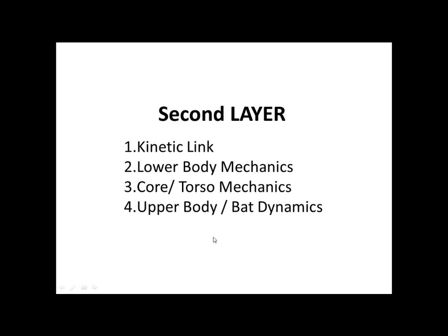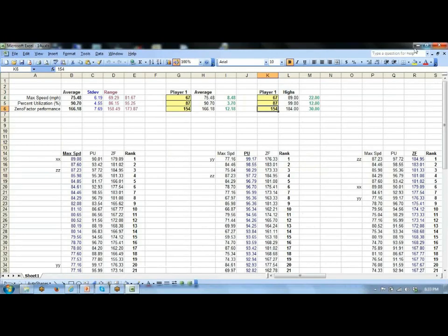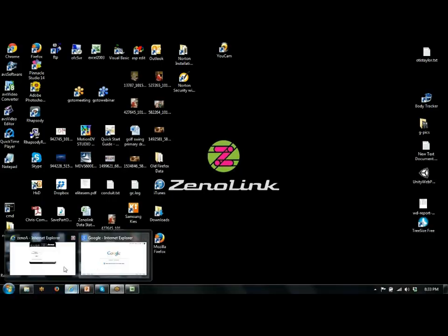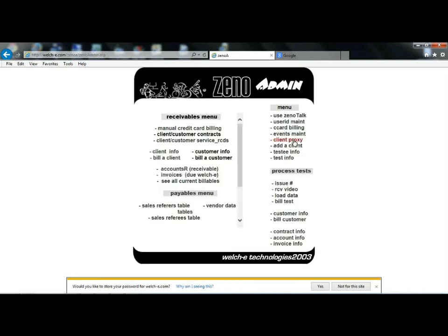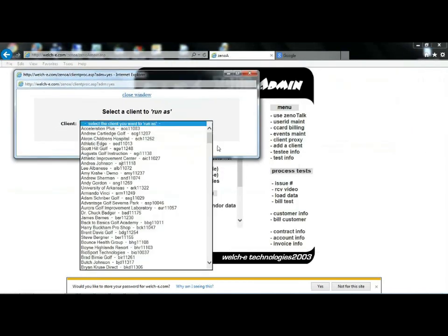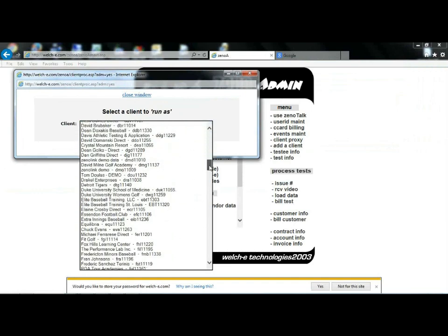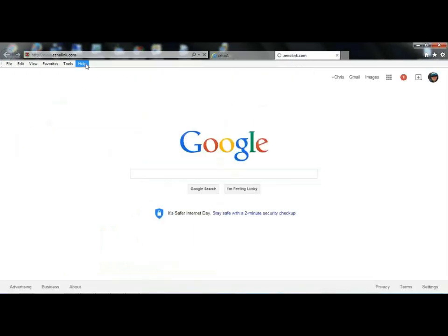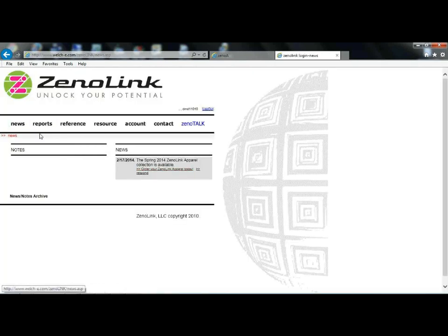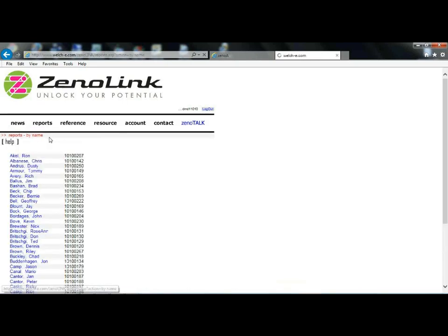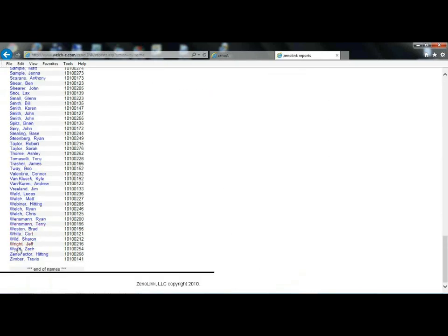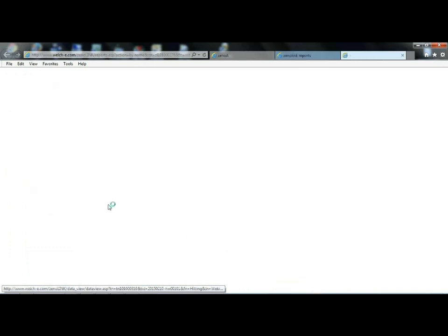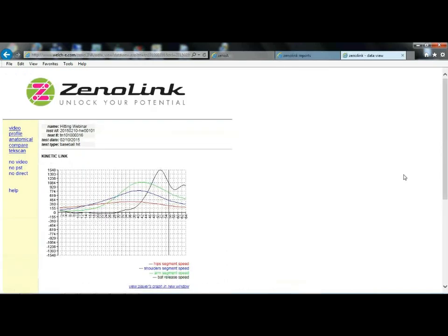So when we go ahead and look at our second layer, we're going to look deeper into the biomechanics. Give me one second here, and we're going to look at this next level of biomechanical data. So going into account here, we're going to pull up our sample data. All right. So the first thing that we're going to look at here is the kinetic link itself.